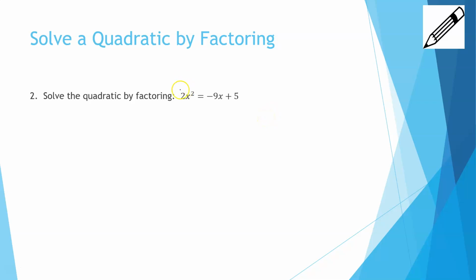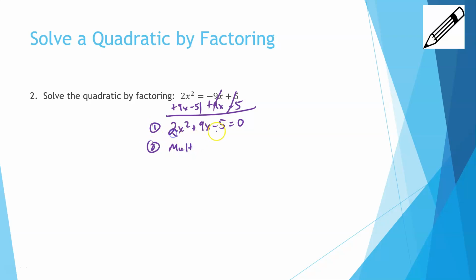This is an example where technically the left side only has one piece, so you might want to try to move it, but we want to keep a positive. So in this case, I'm going to move both things from the right-hand side over. So I end up with 2x squared plus 9x minus 5 equals 0. So that's step 1, I got it equal to 0. Step 2 is to factor.